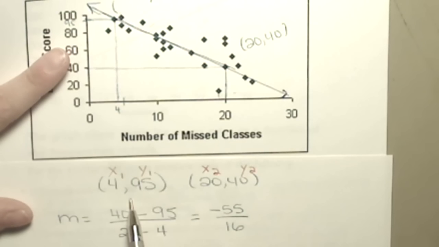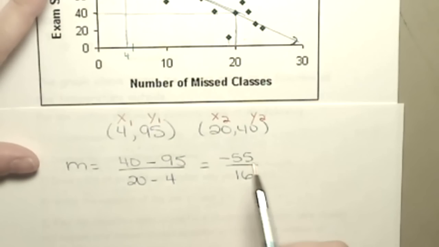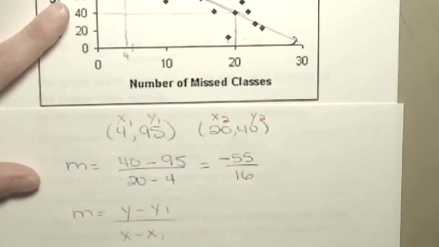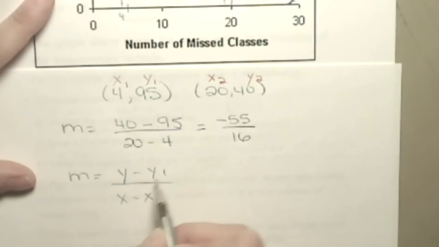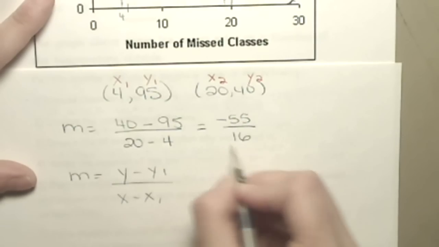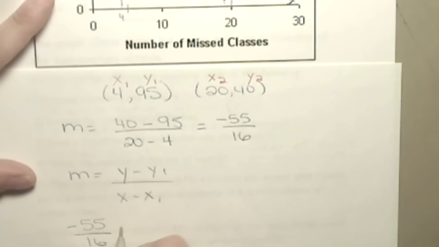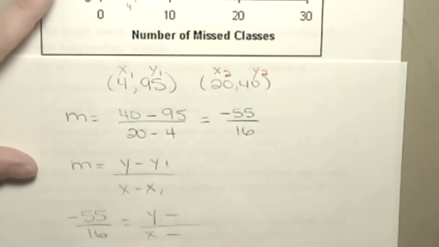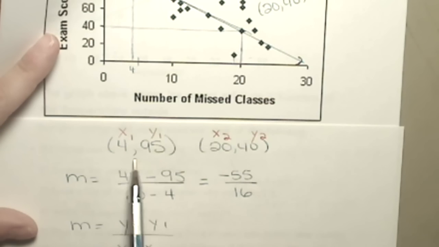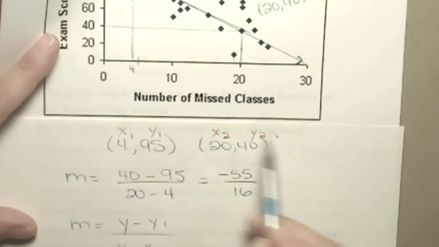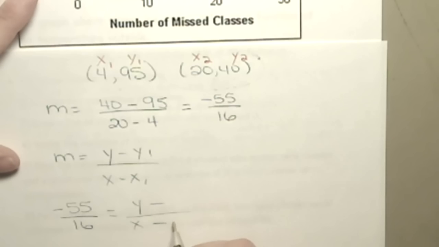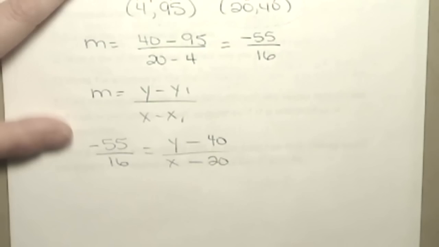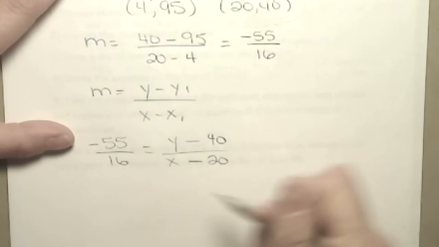So after I have a point and a slope, we can do the point-slope equation. M equals y minus a y coordinate over x minus an x coordinate. The slope is this fraction right here, negative 55 over 16. And then I put in any point on the line. I have found the coordinates of 2 of them. I think I'll use this one. It's a little bit simpler, all multiples of 10. So the x is 20 and the y is 40.